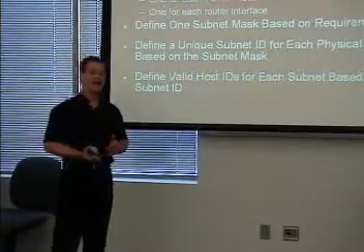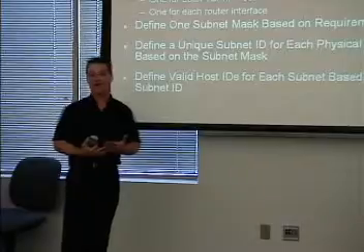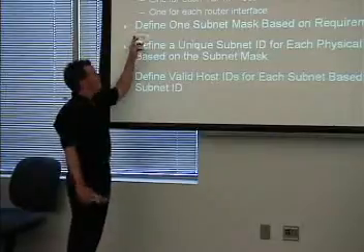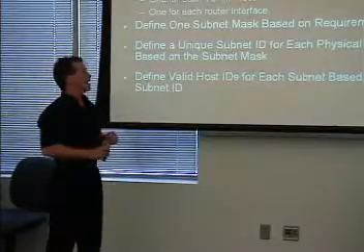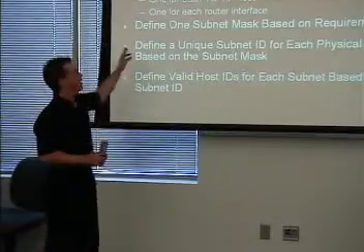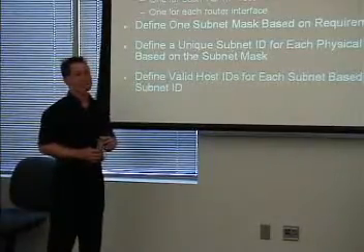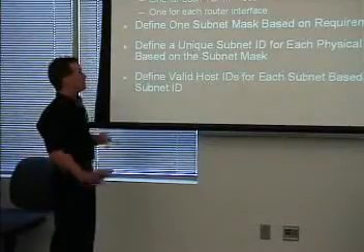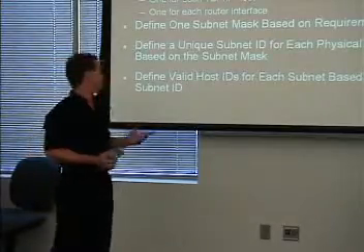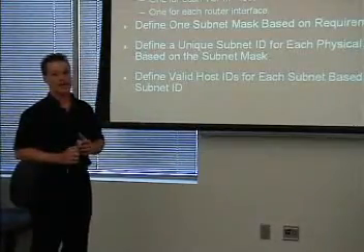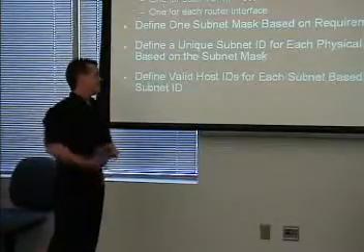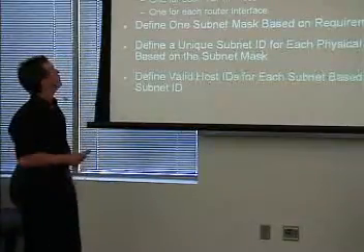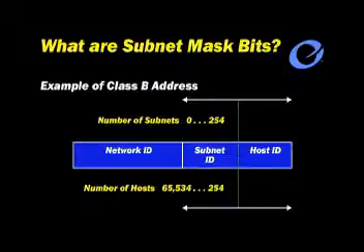The host is defined as, once again, either a computer interface, printer interface, router, anything that needs to obtain an IP address. We also need to define one subnet mask based upon the requirements that we have discovered, how many network IDs and host IDs are needed. We then need to define a unique subnet ID for each physical segment based on the subnet mask that we have created. We also need to define a valid number of host IDs for each subnet based upon our newly created subnet ID.